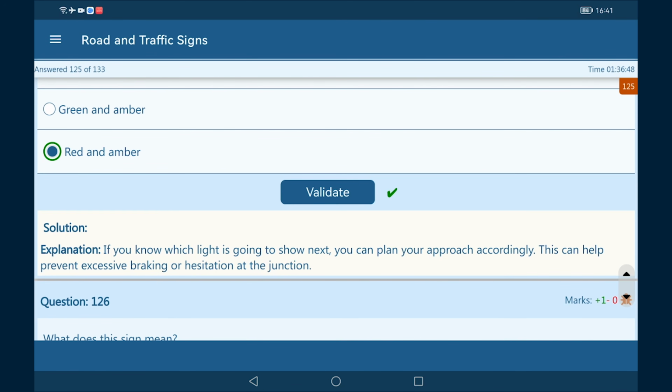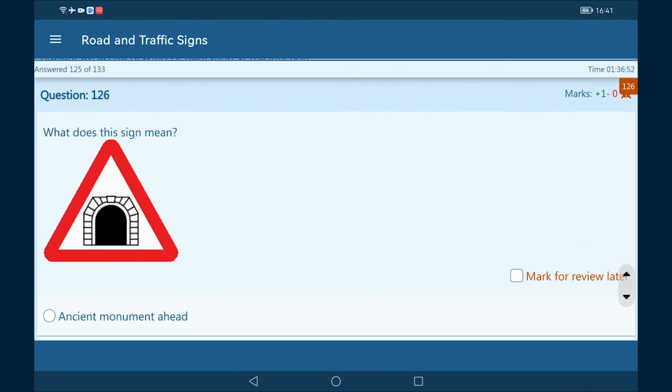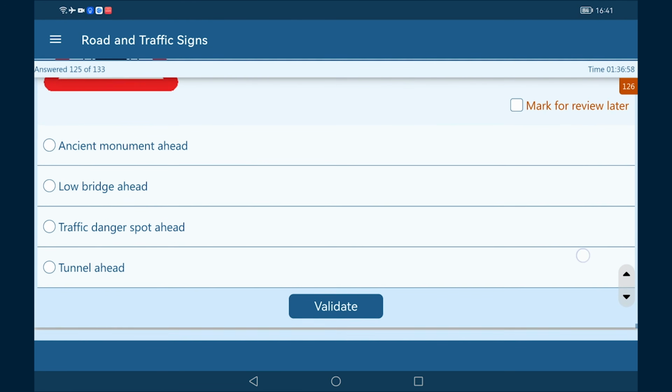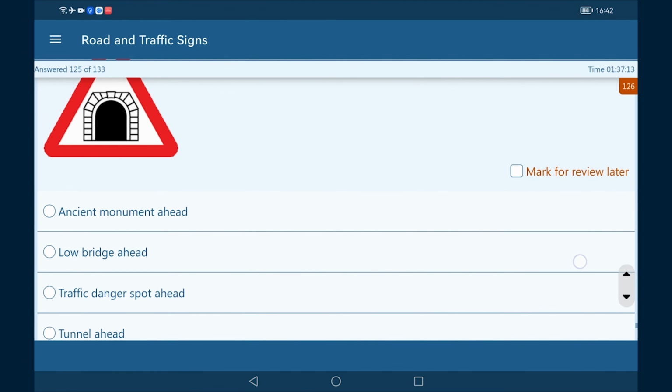Question 126. What does this sign mean? Option 1. Ancient monument ahead. Option 2. Low bridge ahead. Option 3. Traffic danger spot ahead. Option 4. Tunnel ahead. The correct answer is option 4, that is, tunnel ahead.